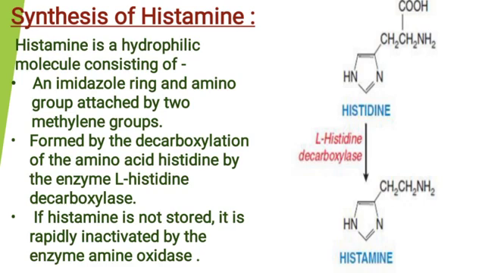Synthesis of histamine. Histamine is a hydrophilic molecule consisting of an imidazole ring and an amino group attached by a 2-methylene group, formed by the decarboxylation of the amino acid histidine by the enzyme L-histidine decarboxylase. If histamine is not stored, it is rapidly inactivated by the enzyme amine oxidase. As you can see the structure of histidine and histamine, histidine is converted into histamine in the presence of L-histidine decarboxylase, by the decarboxylation process.